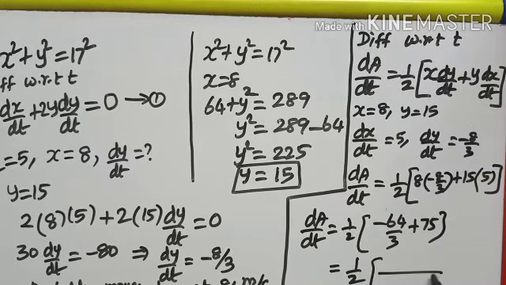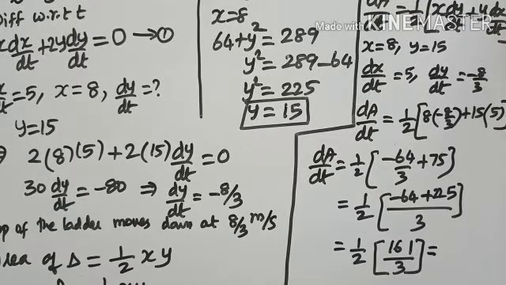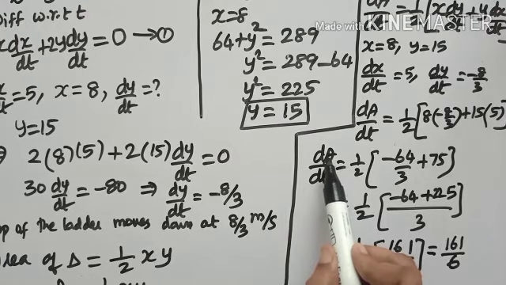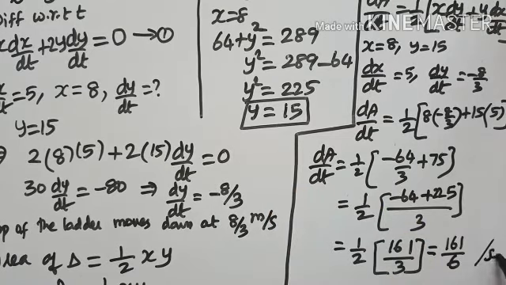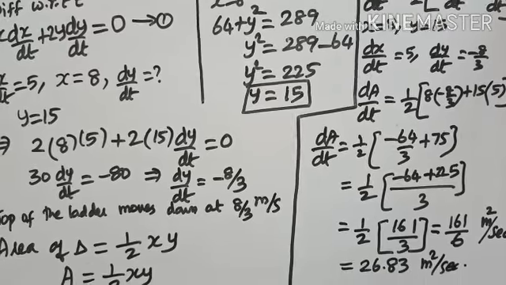Taking LCM, let us simplify the answer. We get 161 by 6. Again, what is the unit? Area by time. So, time is in seconds, area in meter square. So, meter square per second is the answer. If possible, divide and write out the answer. 26.83 meter square per second.